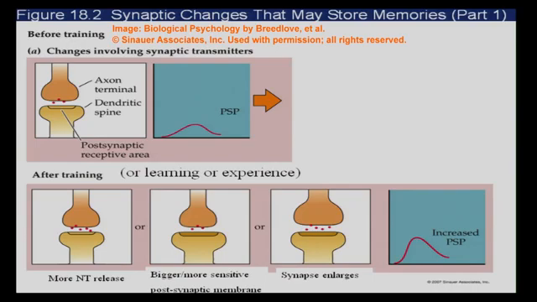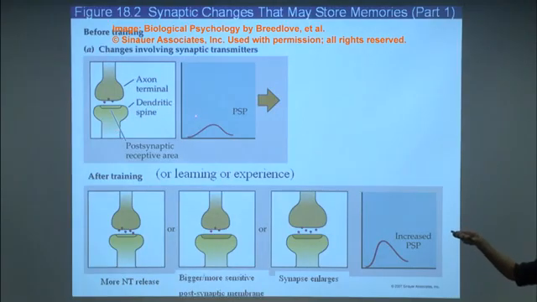So here is your typical synaptic terminal, axon terminal, presynaptic terminal. The dendritic spine is the postsynaptic terminal, and you have this postsynaptic receptive area. This has receptors in it. So just imagine that this little section right here is full of receptors. And with a stimulation of this one axon at the level of the dendritic spine, you get a postsynaptic potential. This is actually an excitatory postsynaptic potential.